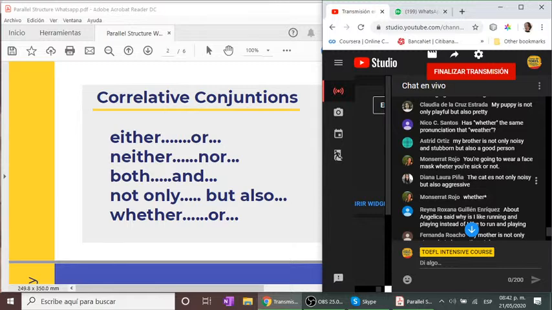Okay. The cat is not only noisy, but also aggressive. Yes. The cat is, with an I. Is. Ah, sí, sí. The cat is. Pues a ver, is.